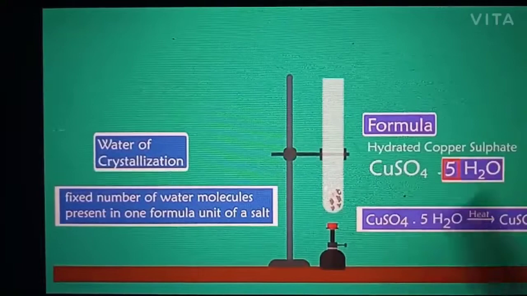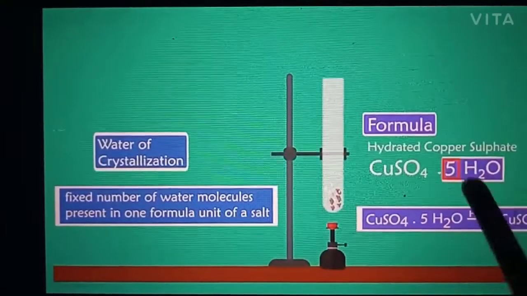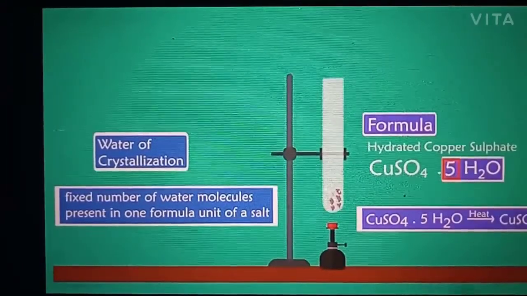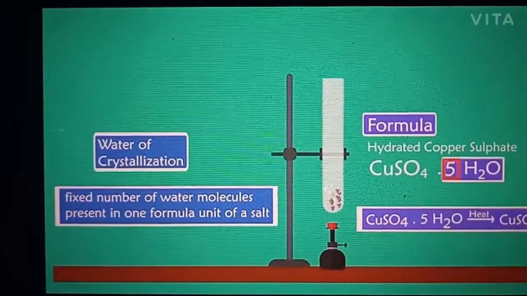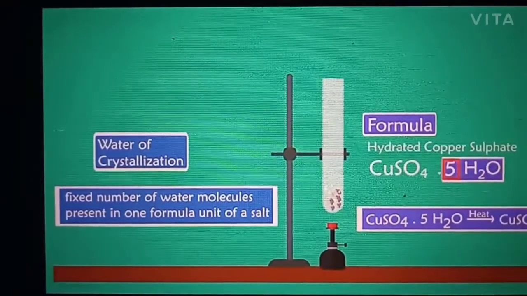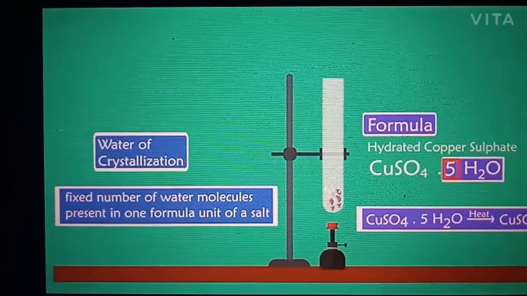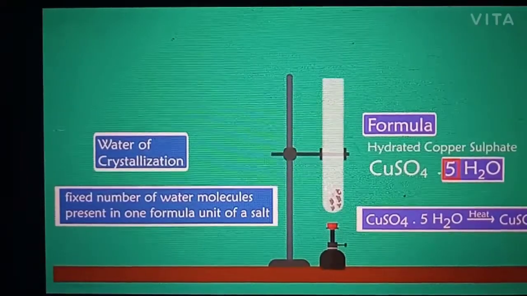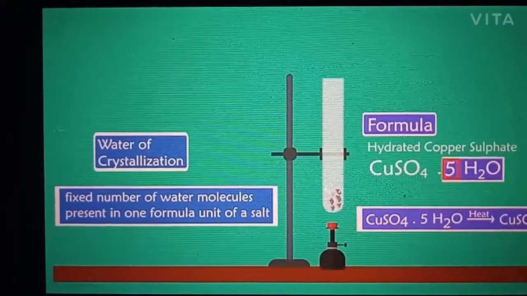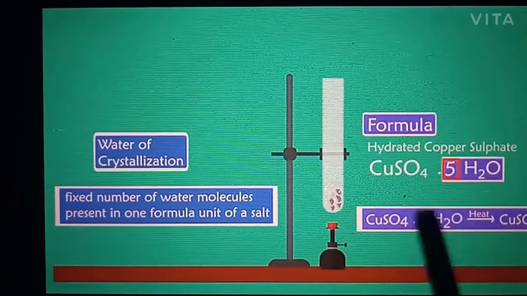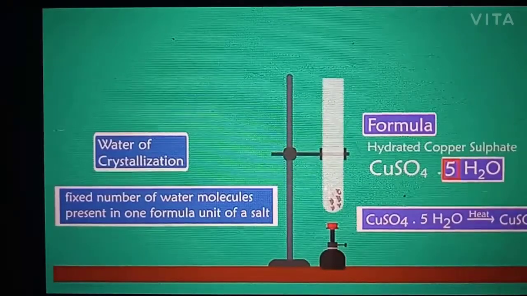The copper sulfate can take only 5 water molecules per formula unit. That 5 has some meaning, so don't change it. So copper sulfate CuSO4 5H2O, on heating, gives copper sulfate. That means the water molecules are removed, and it gives the anhydrous copper sulfate.